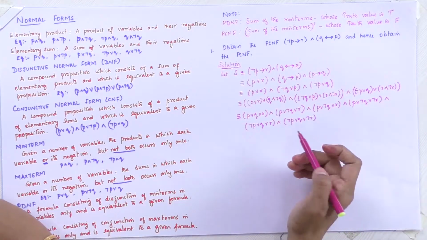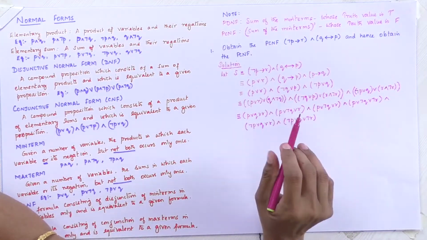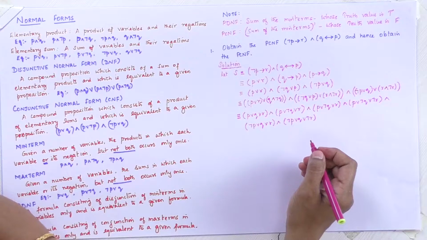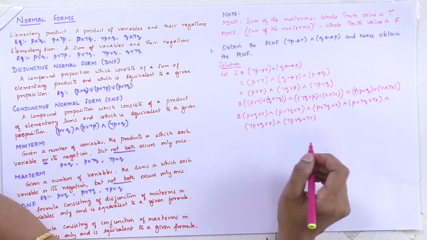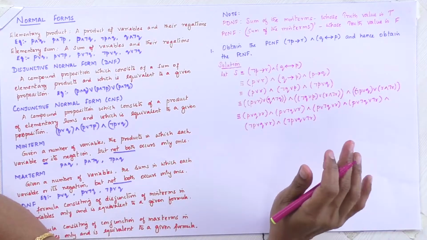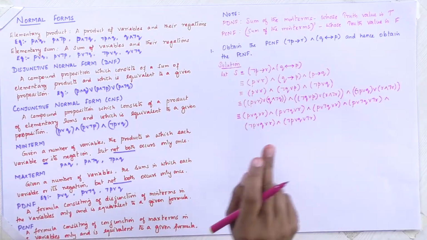So now look at this. For the final result, we are in need of finding the PCNF, so the main connective must be AND, and in between you can have OR. The definition of principal conjunctive normal form says what?